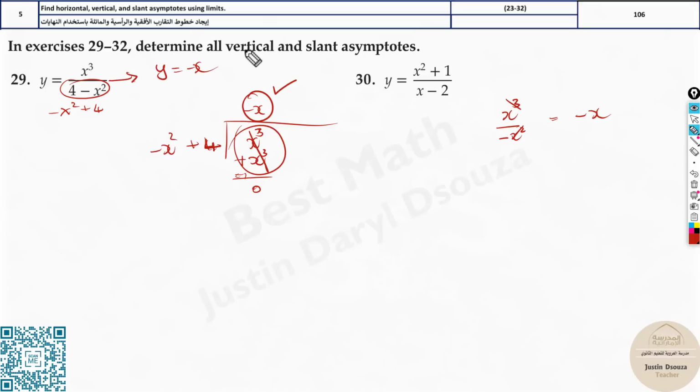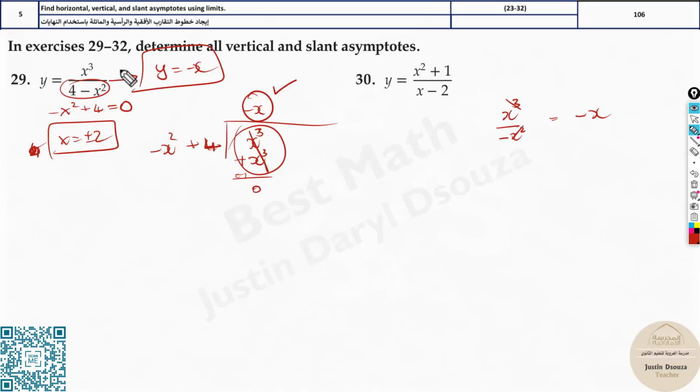What about the vertical asymptote? Vertical asymptote is the same. Whatever is down here, see this, whatever we wrote, make it equal to 0. And we have solved this before. x will be plus or minus 2. So that's it. This is one answer and another answer.